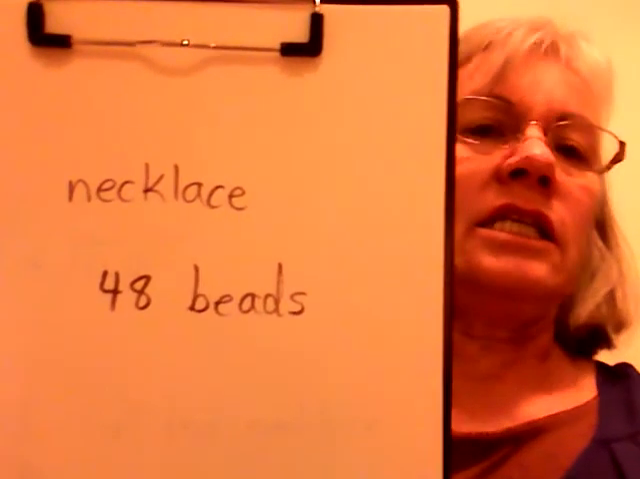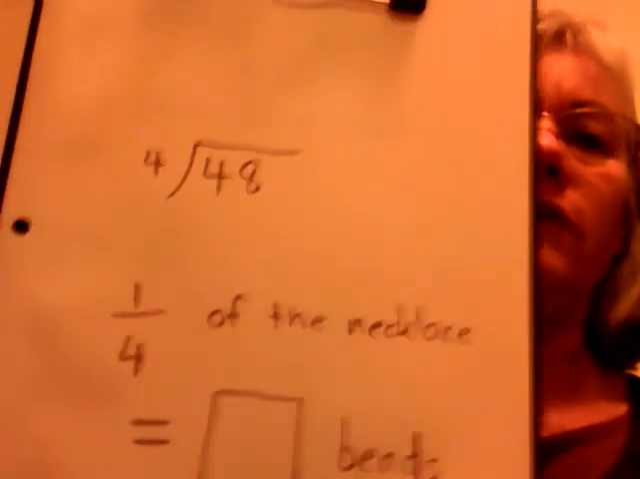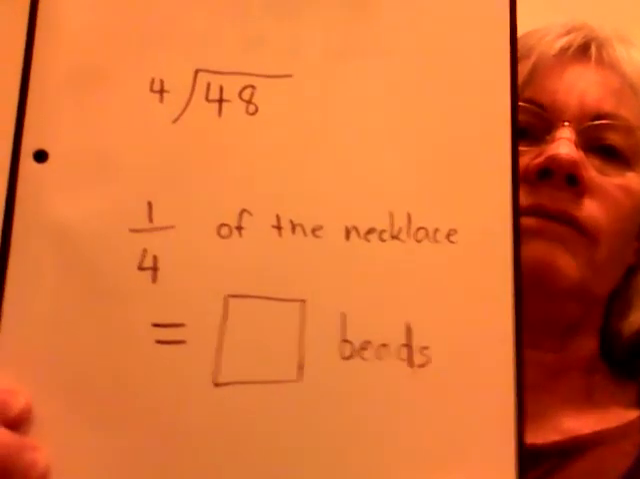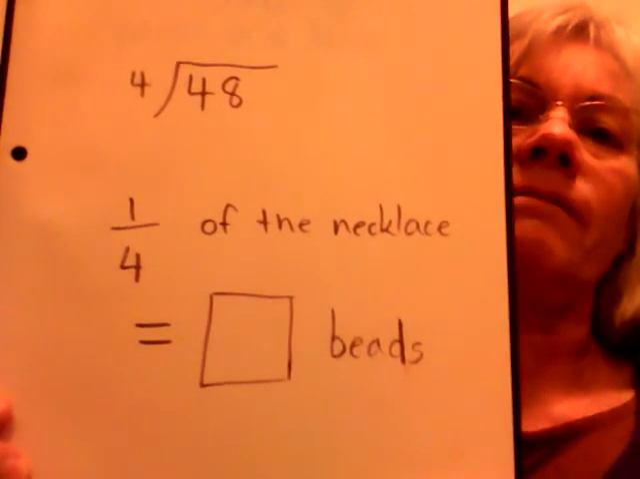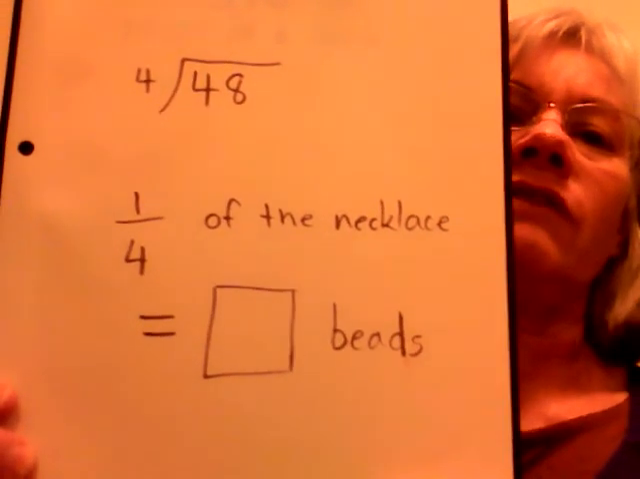It's easy to see that when we count the separate beads, they are the different parts of a set. We're finding a fraction of the set of 48. And because I wanted to find 1/4, we create this simple division problem. We're dividing 48 by 4 to find out that 1/4 of the necklace is in fact 12 beads. 48 divided by 4 is 12.